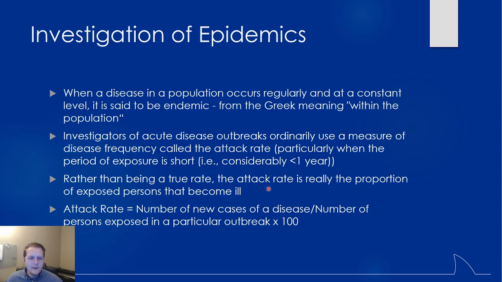So essentially how we'd calculate this would be: the attack rate is equal to the number of new cases of a disease divided by the number of people who are exposed to that particular outbreak, times 100. Now we can remove the fraction and just have an actual number there.